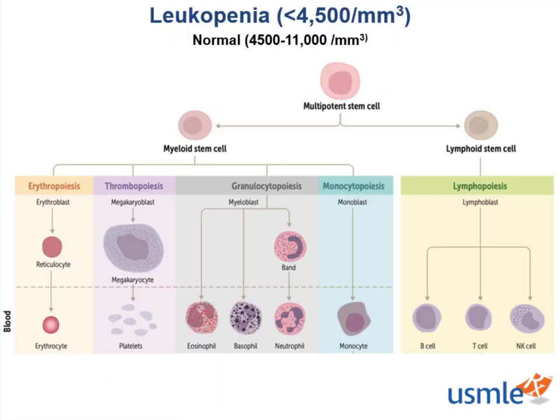Let's apply some numerical values to leukopenia, which is defined as a white blood cell count less than 4,500 white blood cells per cubic millimeter of blood, whereas a normal white blood cell count is between 4,500 to 11,000 white blood cells per cubic millimeter of blood. I want to note that on test day you will be given these values. I am simply giving them to you here so we can have an informed discussion.